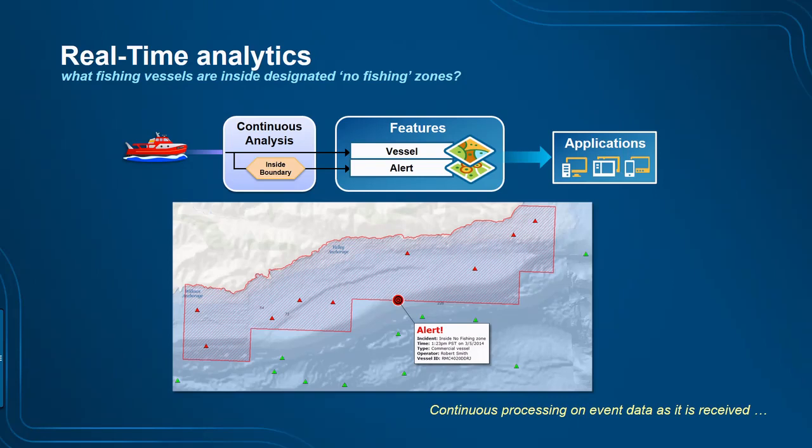We're applying a filter that continuously filters events inside the no fishing boundary. So when an event is found to satisfy that filter, a new feature is added to that alert feature. These alerts are symbolized in red triangles. So if you see the vessels outside the red polygon, they are in green icons. So the second requirement of real-time GIS is the ability to perform continuous monitoring and processing of the data as you are receiving it.